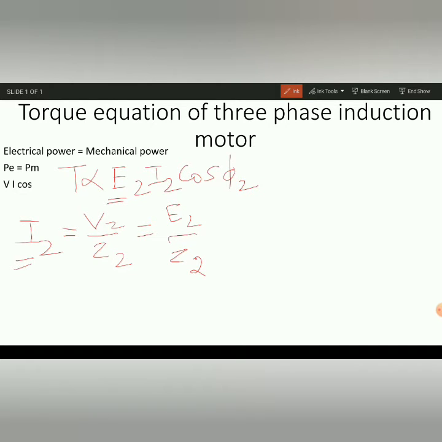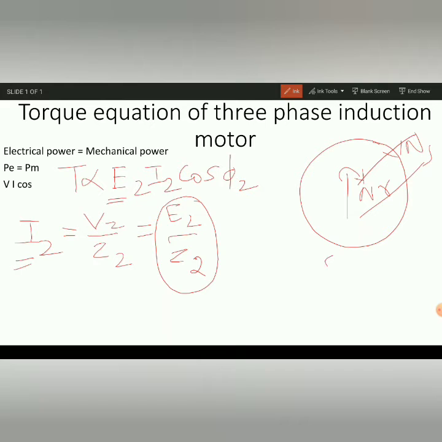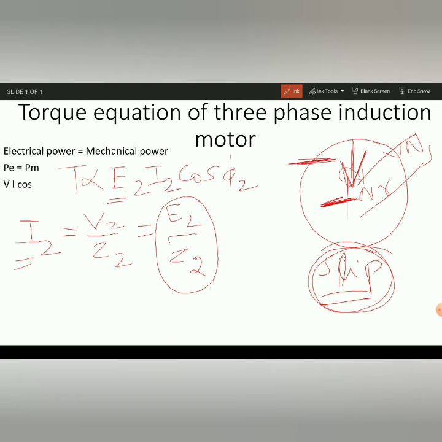Now another point we have to consider here is, as we already told, due to the slip value, this is the synchronous speed and here we have the rotor speed and there is always a speed difference. So we always have a term called slip. Due to the slip, the rotor frequency and the supply frequency are different. So the EMF induced in the rotor directly depends on the slip value.